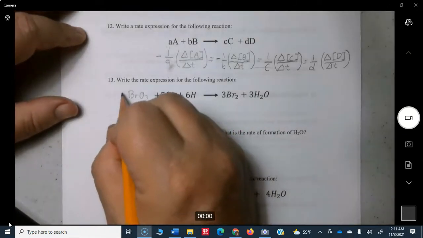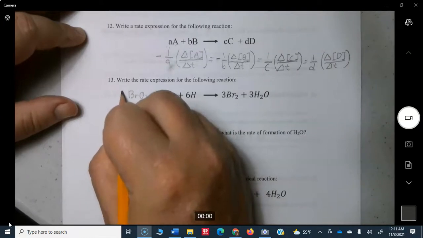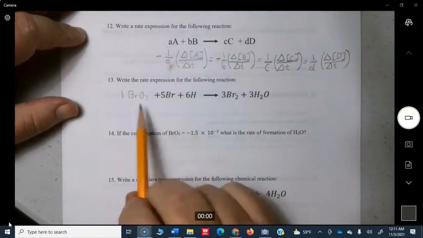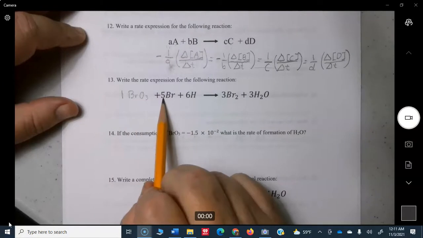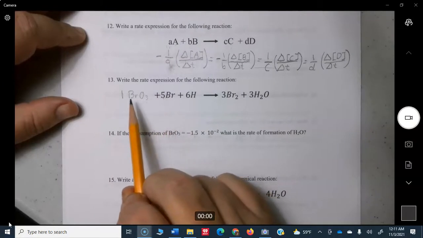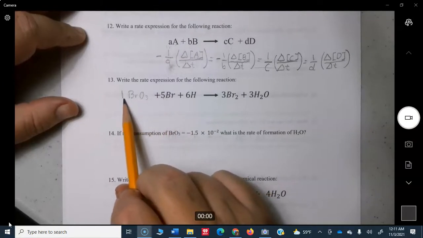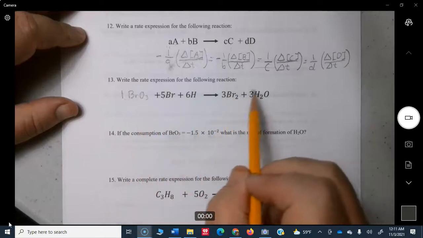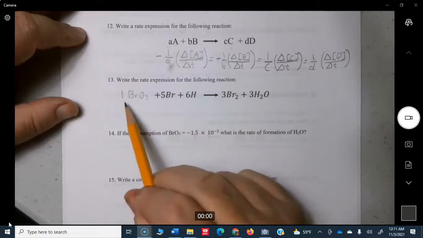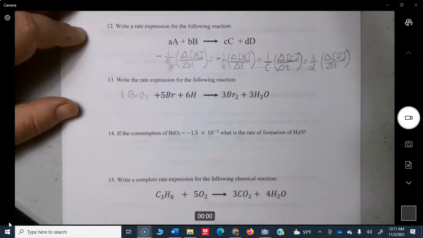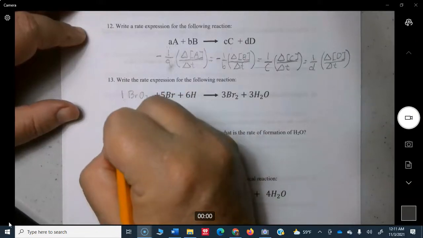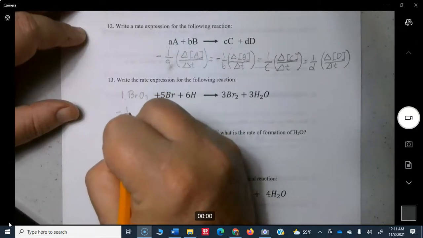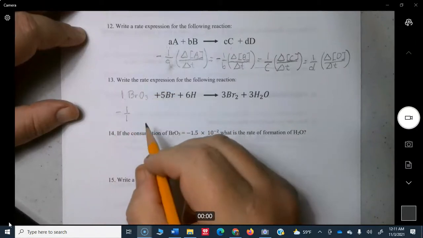So this is a coefficient of 1. I do like to write coefficients of 1 to imply that there is a relationship. There's 5 times as much of the bromine being used up as of this compound right here, and these give relationships of how much is being used. So I do like to write the ones there. Okay, so for this one, it's going to be a negative because it's a reactant. So negative reciprocal of 1.